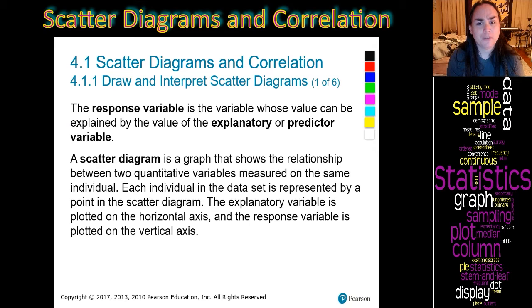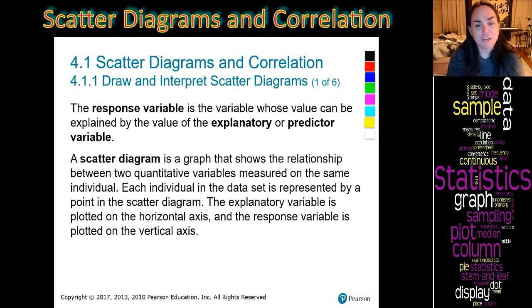So there are two different variables. There's the response variable, and then there's the explanatory or predictor variable. I'm going to go ahead and use the explanatory variable. So the explanatory or predictor variable comes first, obviously, because the predictor variable predicts something that's going to happen. The response is what happens as a result of that predictor variable.